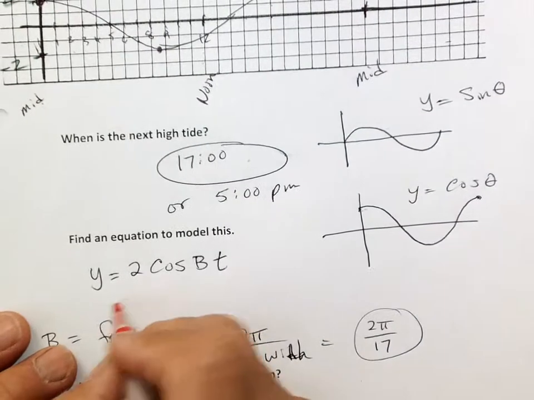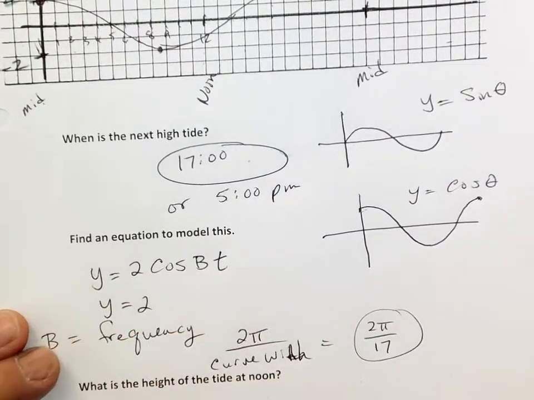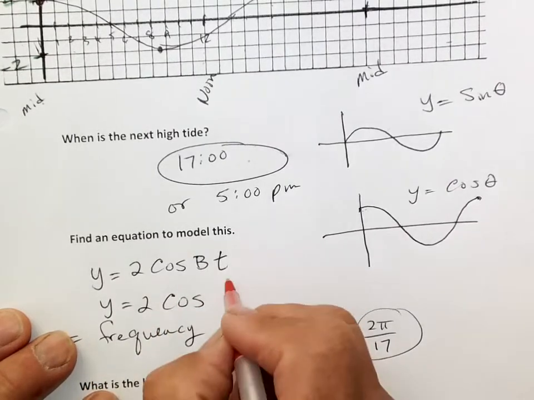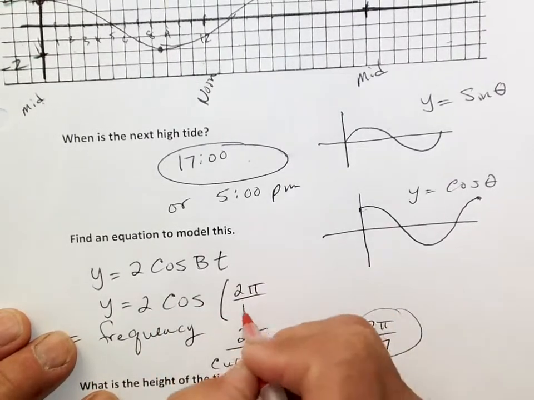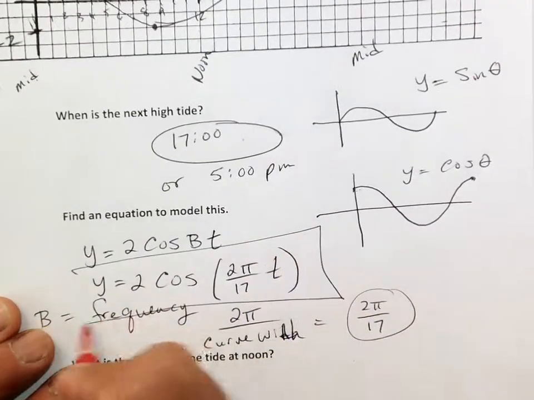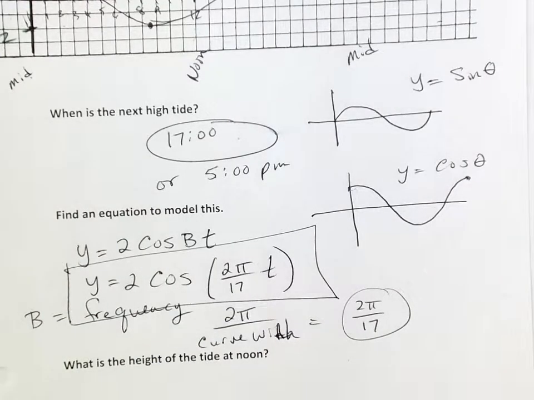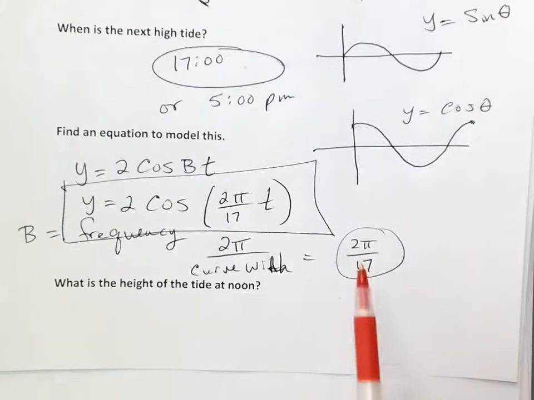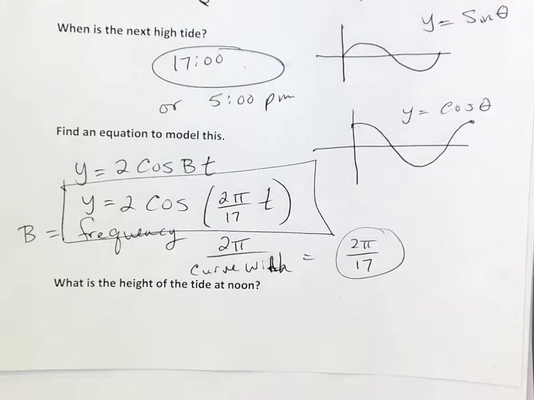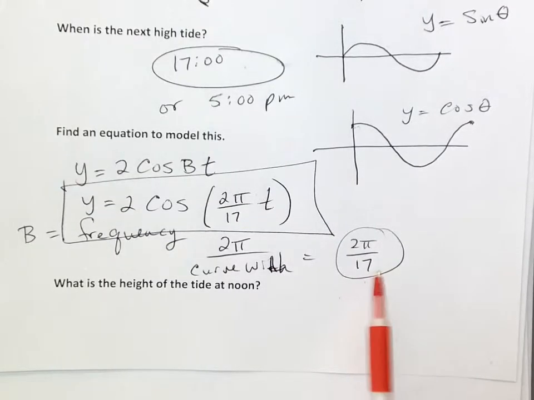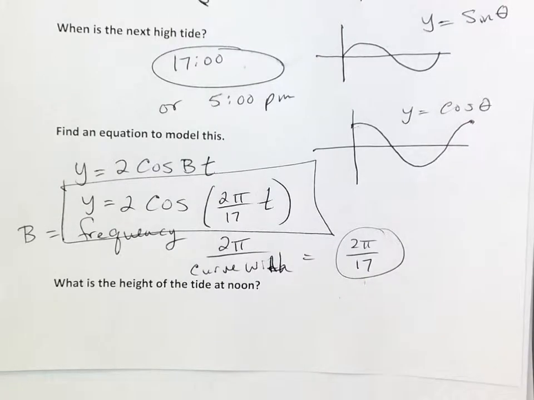So we're going to rewrite this as y equals 2, and I can go then cosine of 2 pi over 17 t for time. Okay, that's my equation right there. And I'll stop and let you think about it, okay? So I took 2 pi, and I said, okay, my normal curve has got to be divided up by 17 because that's how long the curve is, all right?